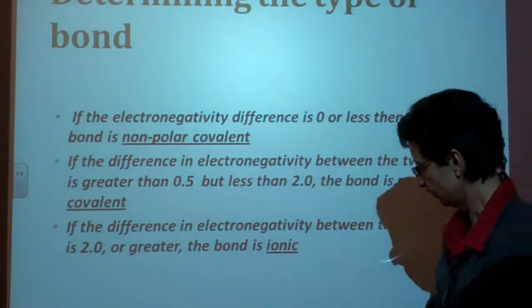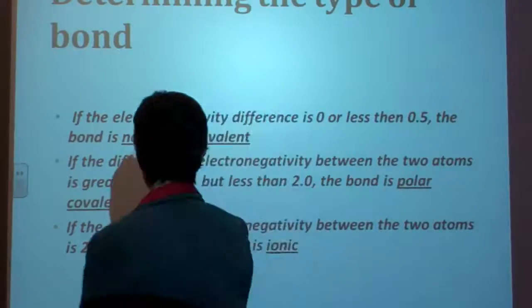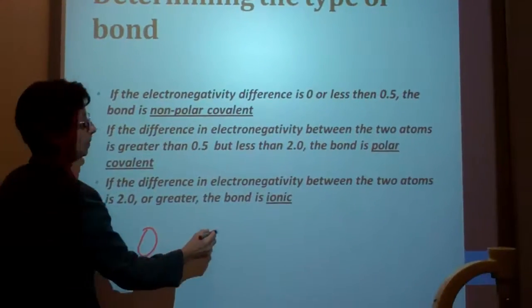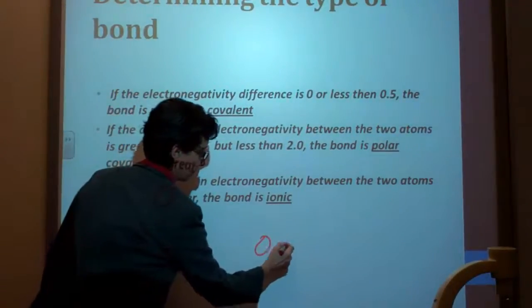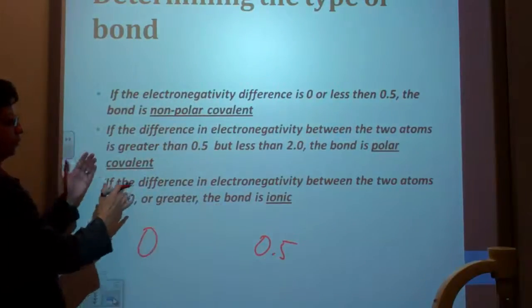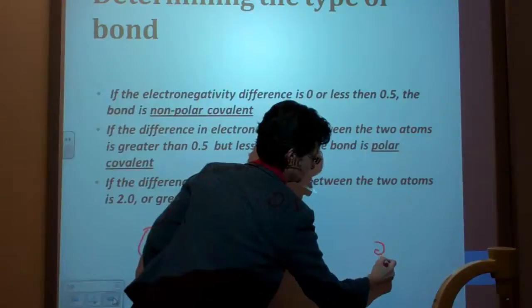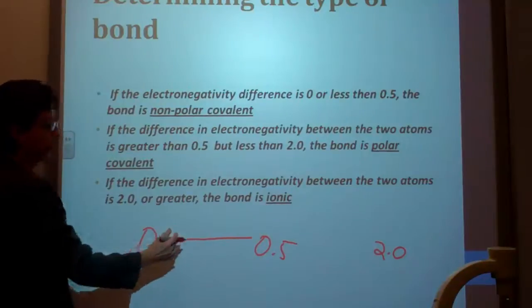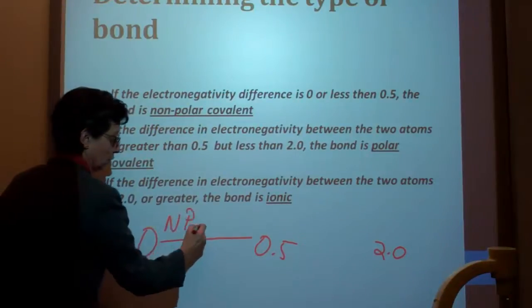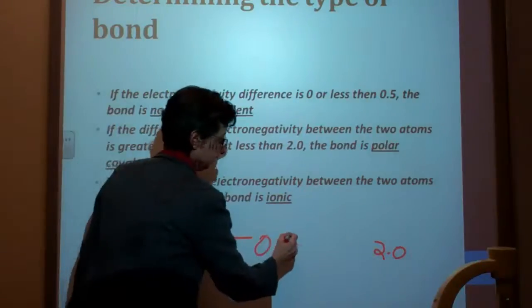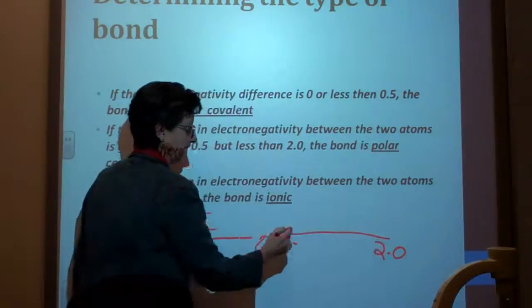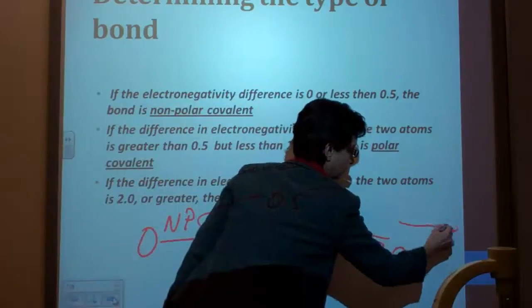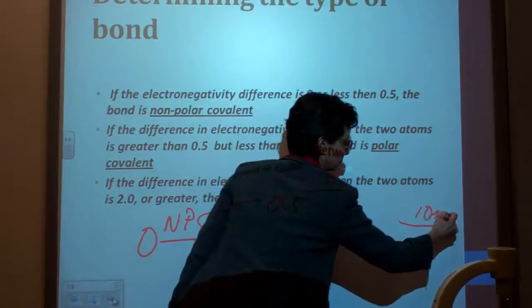All right, so now we know that if the electronegativity difference is 0 to less than 0.5, and the other number that we need to remember is 2.0. From here to here, this would be a nonpolar covalent bond. From here to here, it would be a polar covalent bond. And beyond this number, it would be an ionic bond.